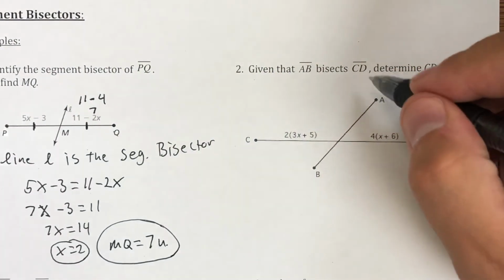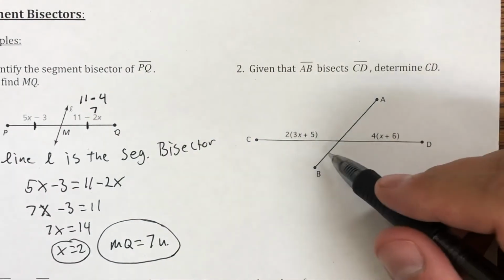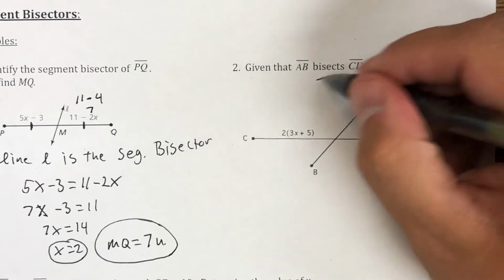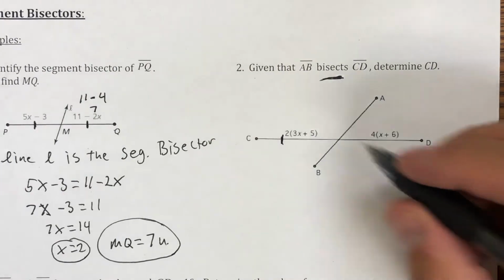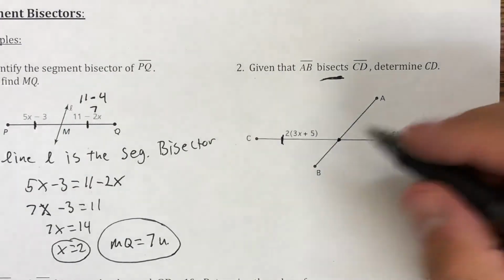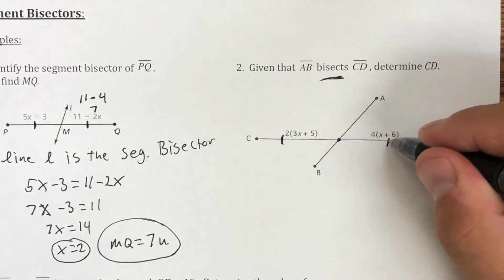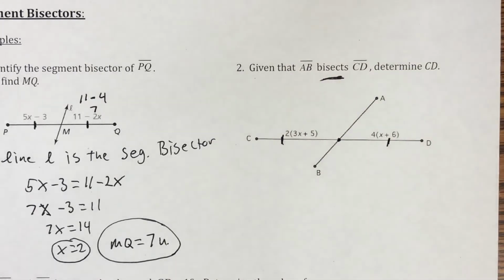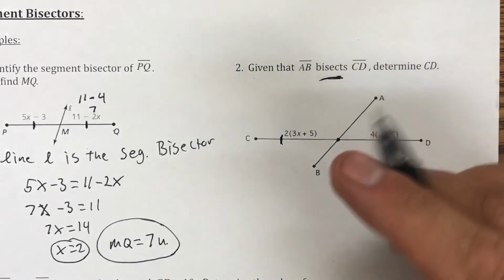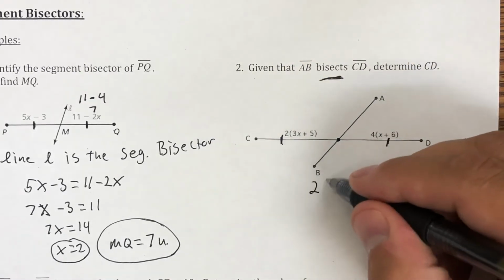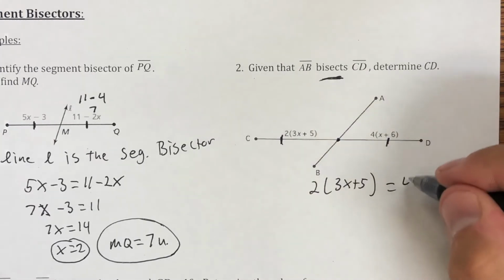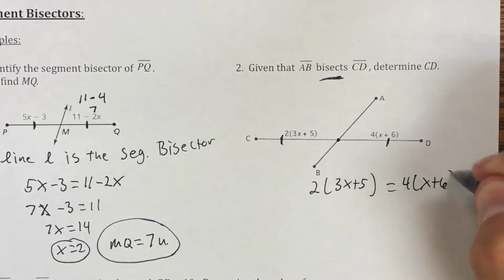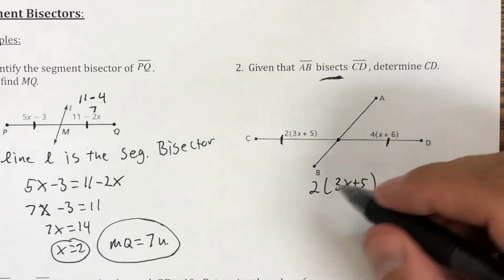AB bisects CD. So that means AB is cutting CD in half. That key word there, bisects, got to find it. Mark it. C to, I don't know, whatever point that is, congruent to this part. Put the tick marks on the diagram. Those are the two equal parts. Setting up my equation, the two things that are equal is 2 times 3x plus 5 is equal to 4 times x plus 6.